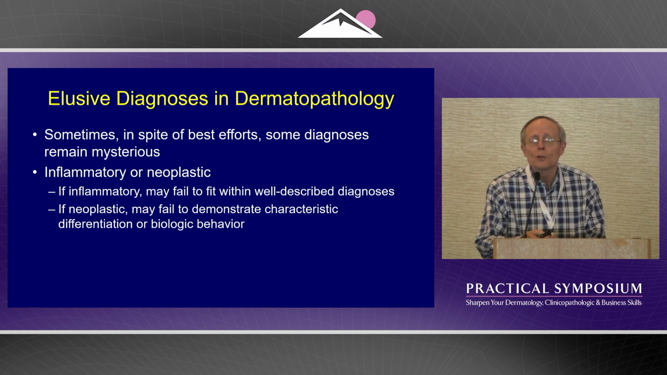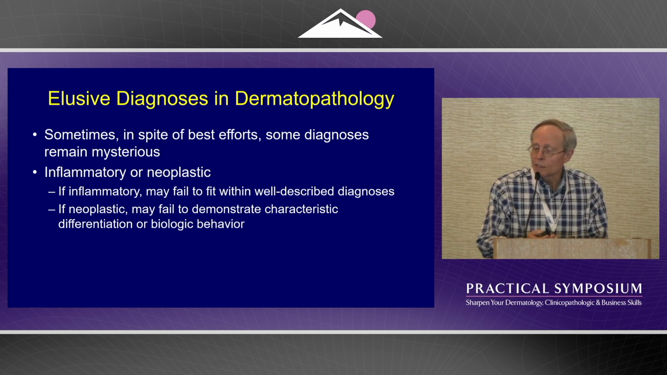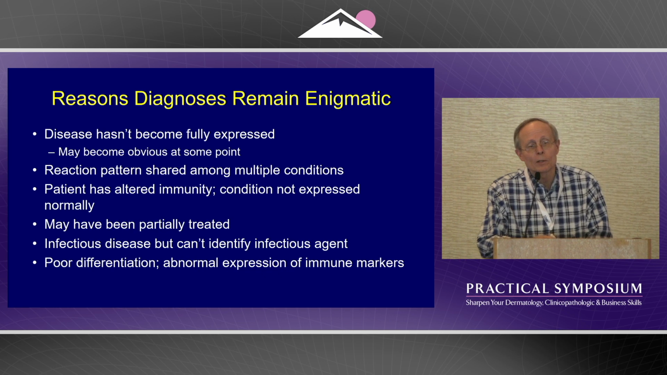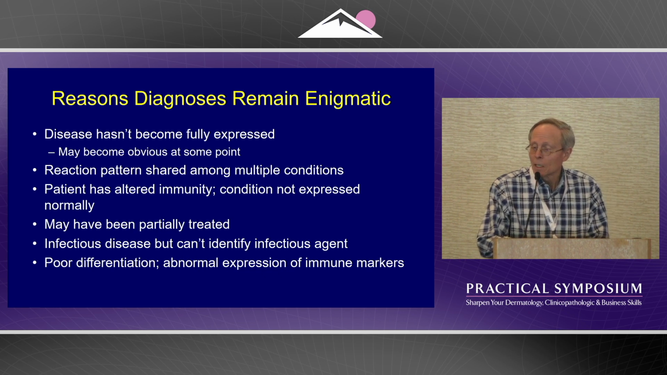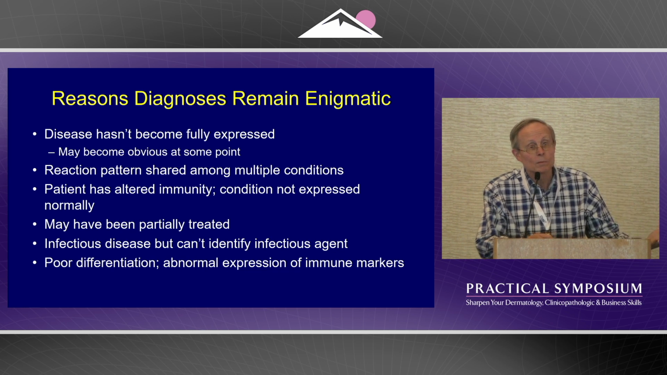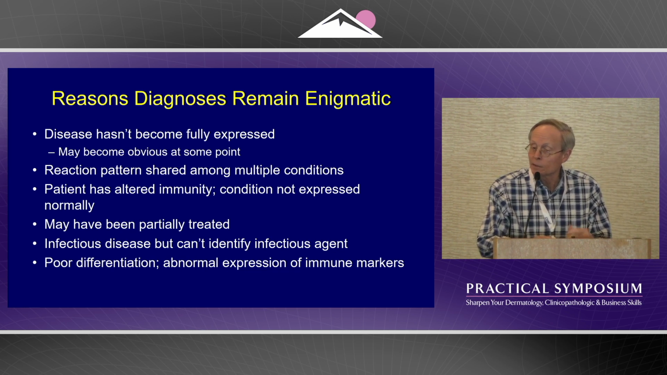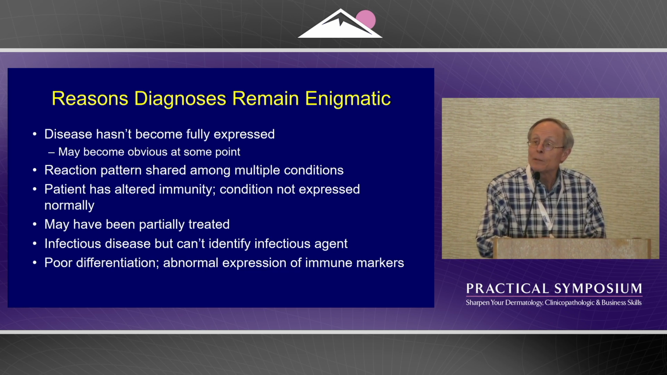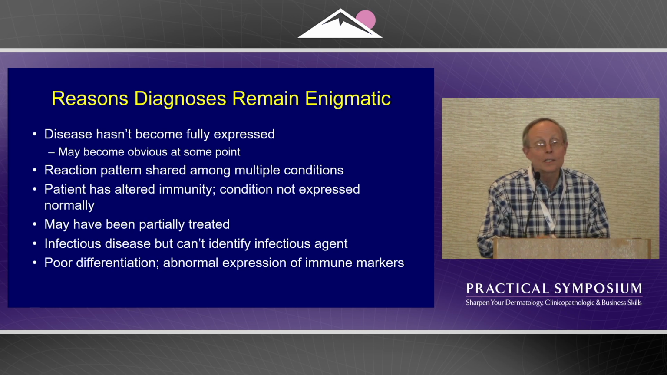And so what do you do when you're left in that gray zone and you're not really sure what the answer is? It can happen in both an inflammatory or a neoplastic process. In some cases, it may be that the disease will become obvious a little later on. You just may not have gotten it at the right time. It may be because it's a reaction pattern that's shared with a lot of different conditions. We'll talk about that. What if the patient's got a funny immune system?